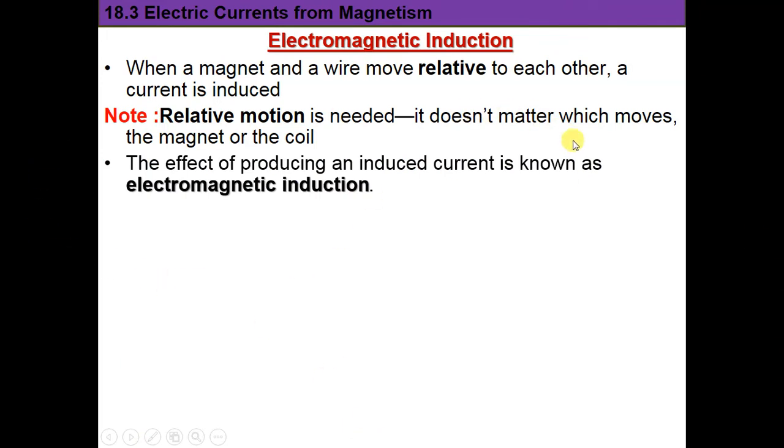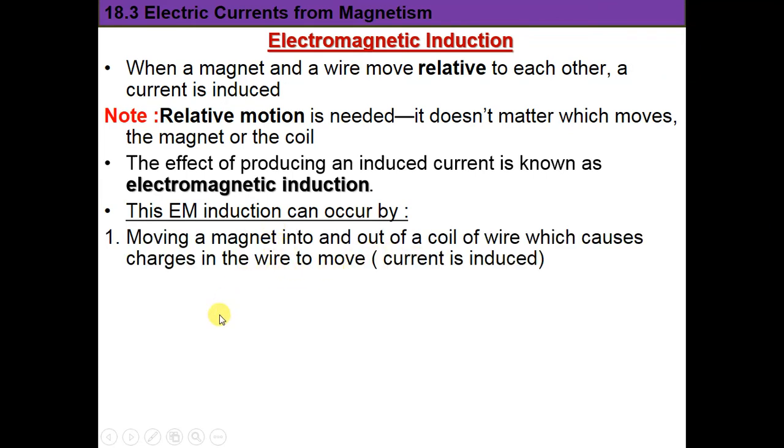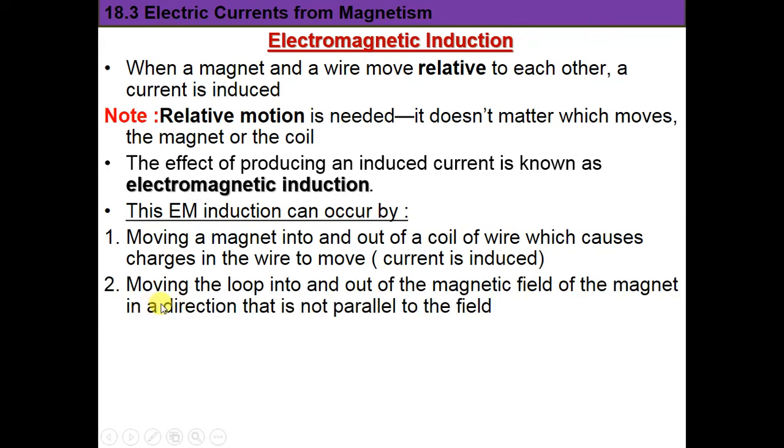The effect of producing induced current is known as electromagnetic induction. Electromagnetic induction can occur by moving a magnet into and out of the coil, which causes the charges to move, therefore to have current, or by moving the loop into and out of the magnetic field of the magnet in a direction that's not parallel. I will talk about this note later, in the next slide.